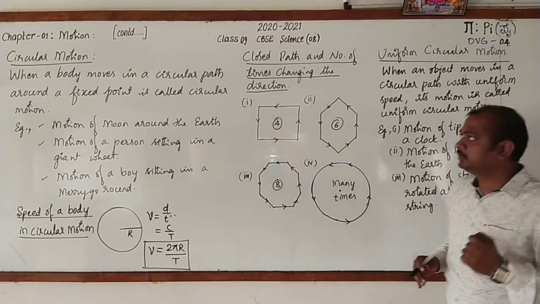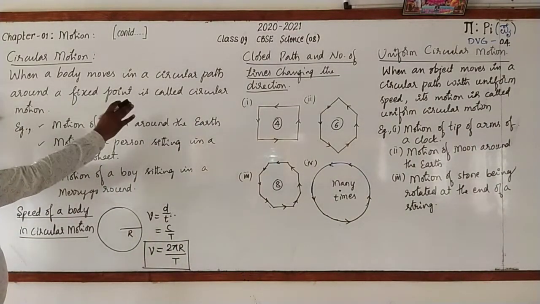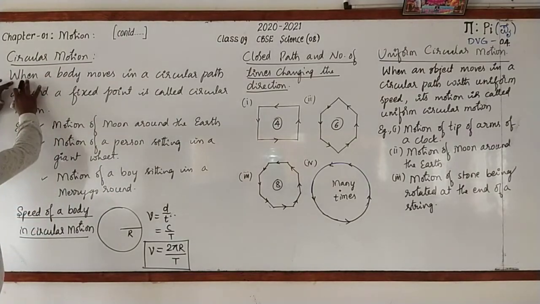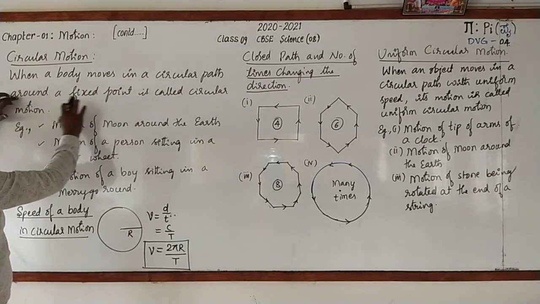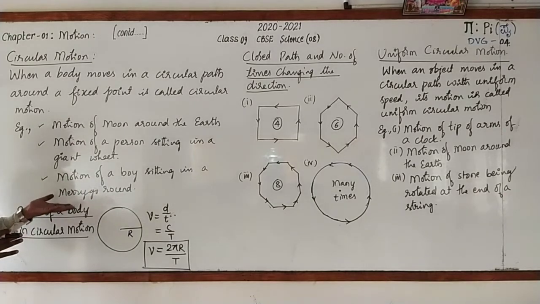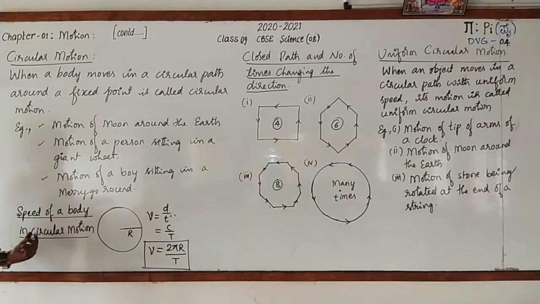Dear students, here I have given the information about circular motion. Please observe this. First, the definition of circular motion has been given. When a body moves in a circular path around a fixed point, it is called circular motion, and I have given some of the examples as well. Next, after writing this, you have to write the speed of a body in circular motion.